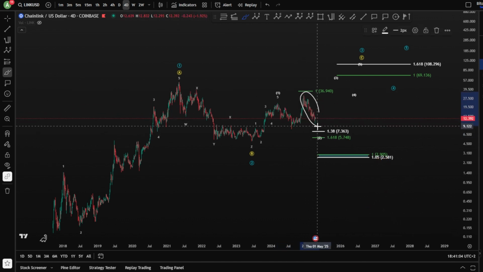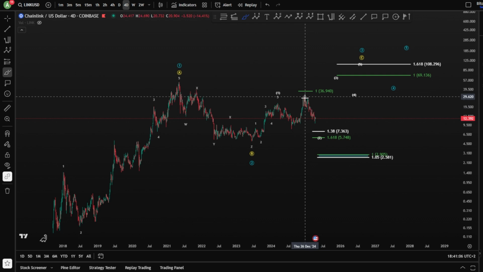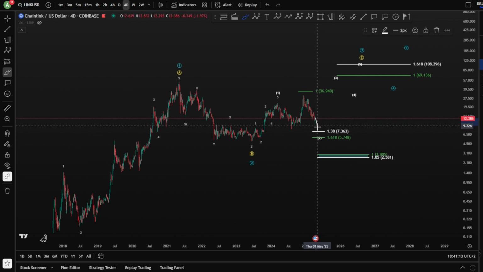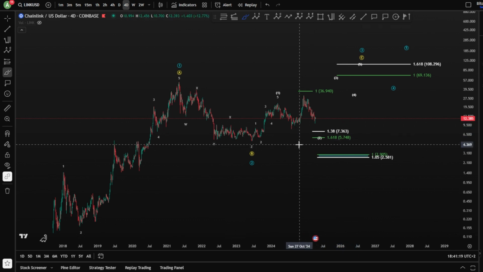However, internally, this doesn't look very impulsive. It looks very choppy, a lot of overlapping. There is a potential W, X and a Y, but it doesn't mean that it might not take this low. And that means, of course, these fib levels are still valid for a wave 2.